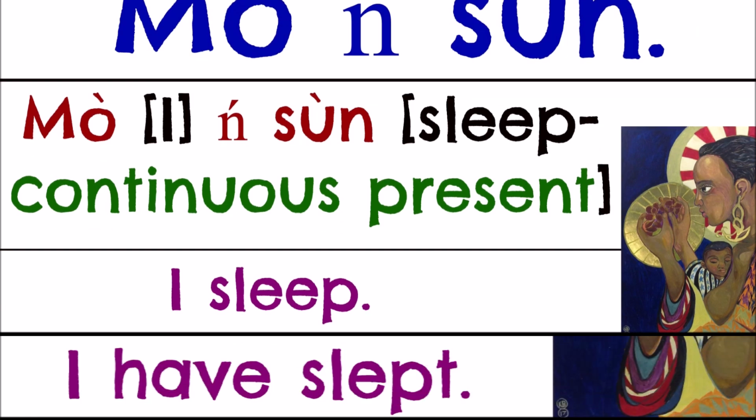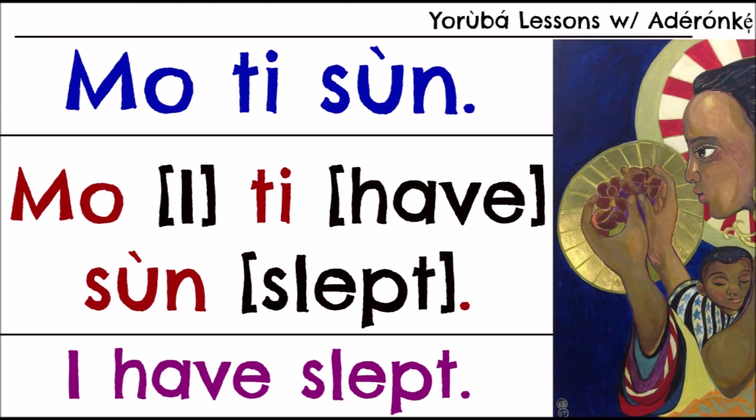I sleep. And then in the past tense, I have slept, you would say mo ti sùn. Mo is I, ti is have, sùn is slept. In this case, since it's have, it wouldn't be I have sleep. It's not correct. Again, since we're transliterating with English, we have to be mindful of the English grammar as well. So mo ti sùn, I have. It won't be sleep again, it would be slept because of the have. I have slept.